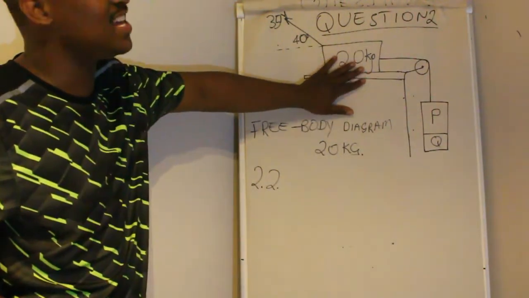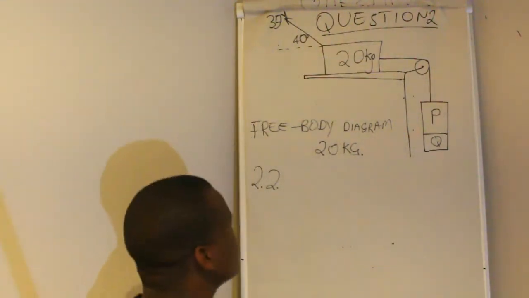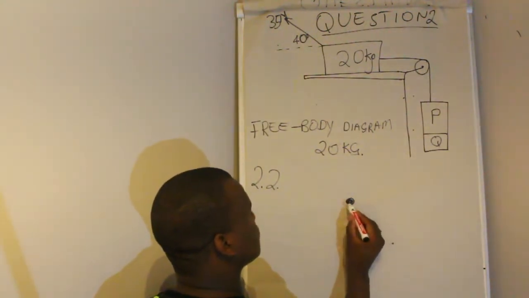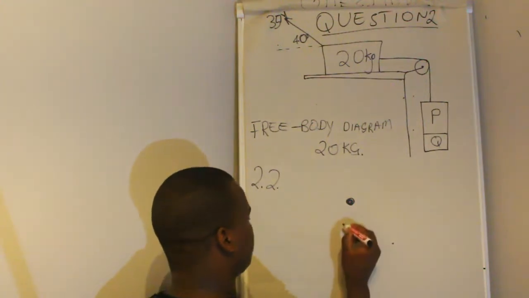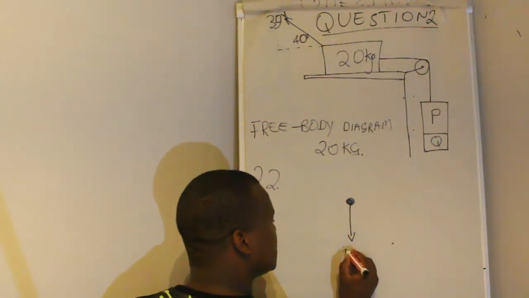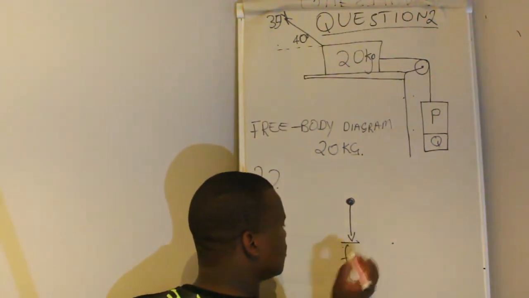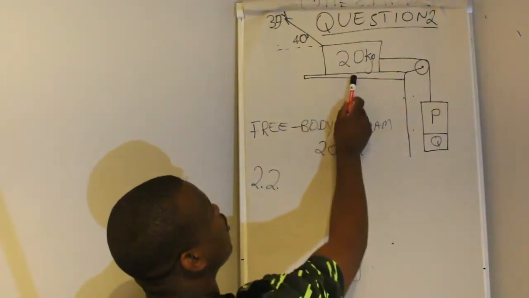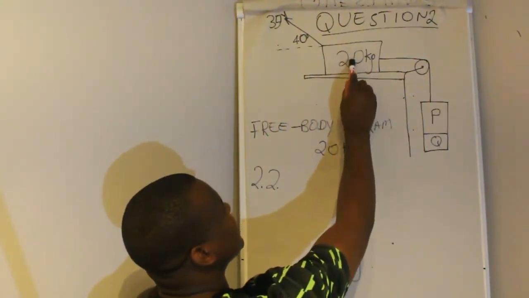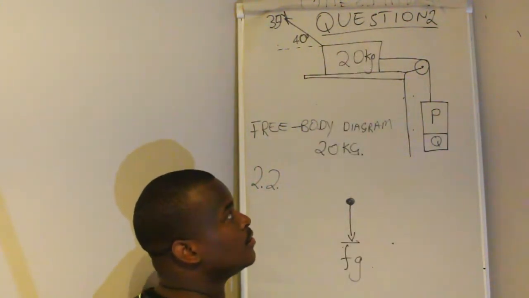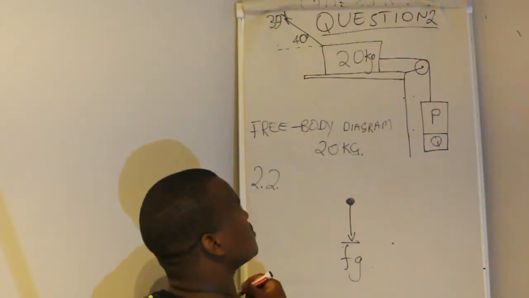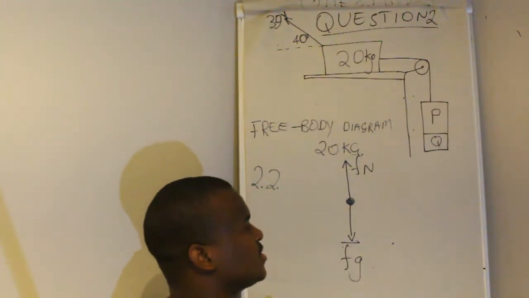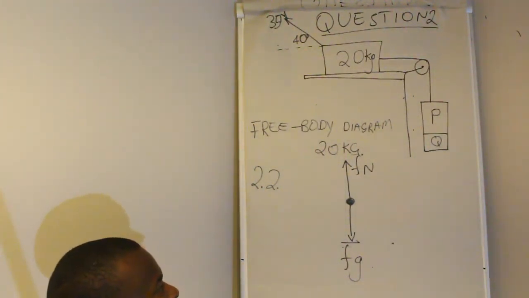What are the forces that are acting here? You will represent the object in a free body diagram with a dot like this. The first force that we talked about is gravity. This is the force of gravity, Fg. The second force, because it is sitting on the surface here, the surface is exerting a force on it, which is vertical, perpendicular to our horizontal surface. So we have Fn, which is the normal force.